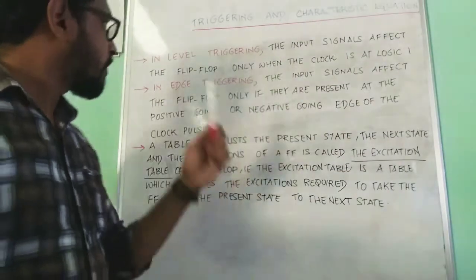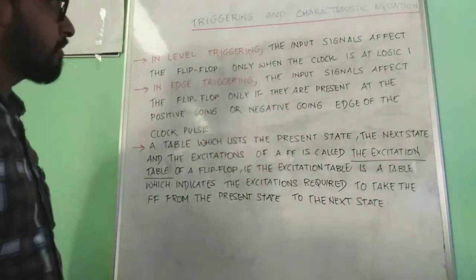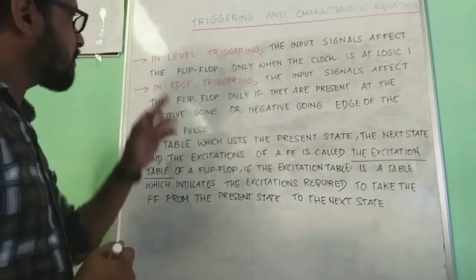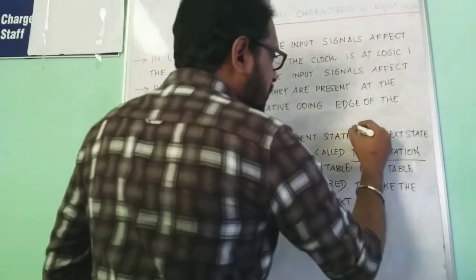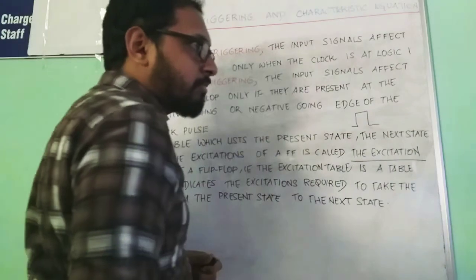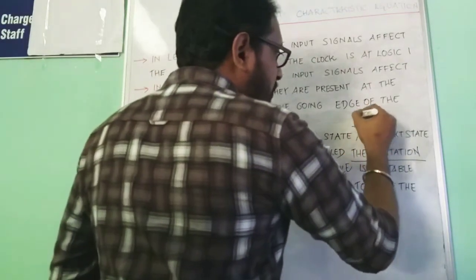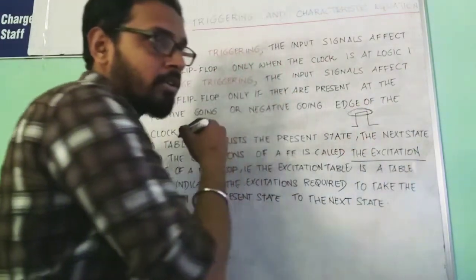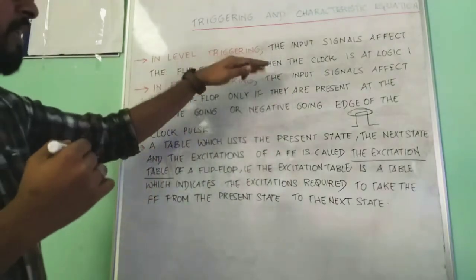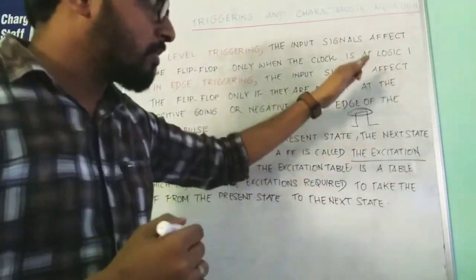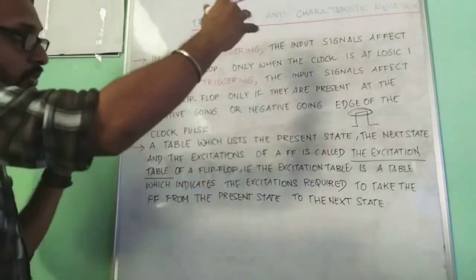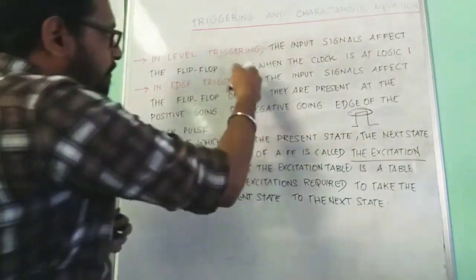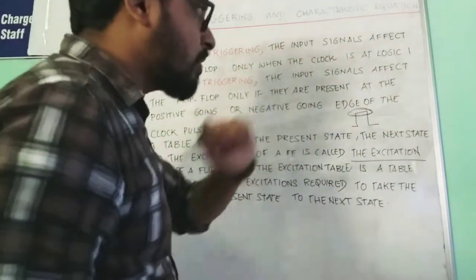We'll continue. In the case of level triggering, the input signals affect the flip-flop only when the clock signal is at logic 1 state. Imagine this is the clock pulse, and logic 1 state means the high state. Level triggering means the level, not the up arrow or down arrow. That's when it is in logic 1 state. The input signals affect the flip-flop only when the signal is at logic 1 state.